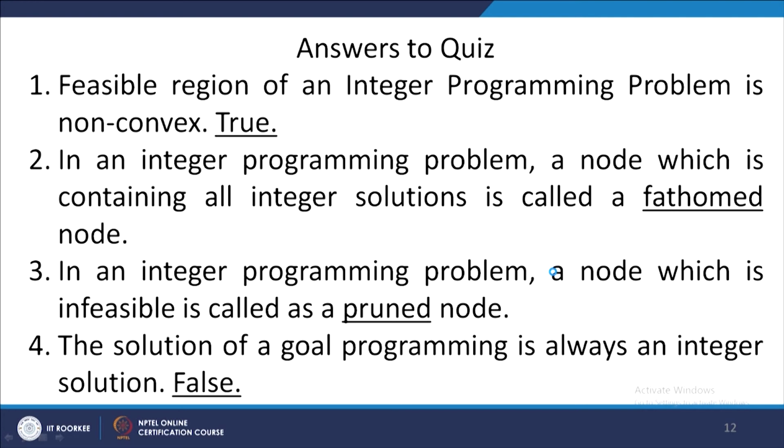Question number 2, in an integer programming problem, a node which is containing all integer solutions is called a fathomed node. Question number 3. In an integer programming problem, a node which is infeasible is called a pruned node. Question number 4. The solution of a goal programming problem is always an integer solution. So, the answer is false.